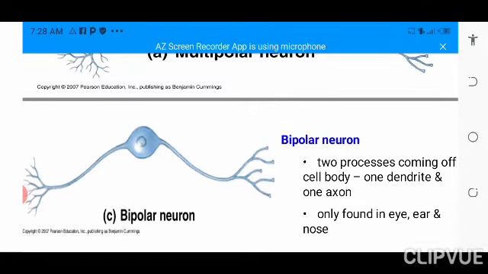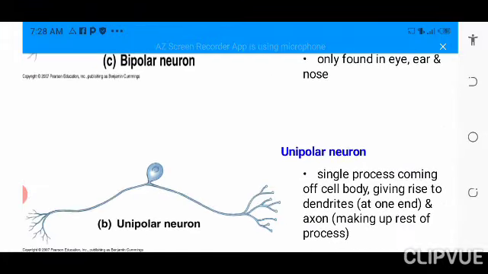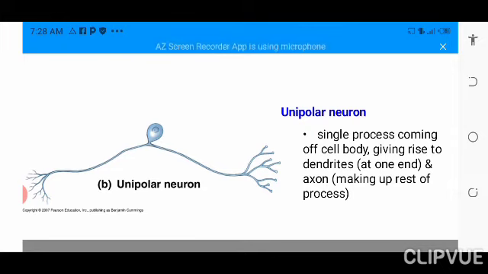All right. Then remember that these are not as common as the multipolar. But example of where we can find this is in our special senses. You know, when we say special sense, you know what we're talking about. The ear, the eye, and the nose. You have these bipolar neurons there. Then we have the least in terms of abundance, which are known as the unipolar neurons. They are not very common. In this case, you have just one projection from the cell body, which will now in turn divide.